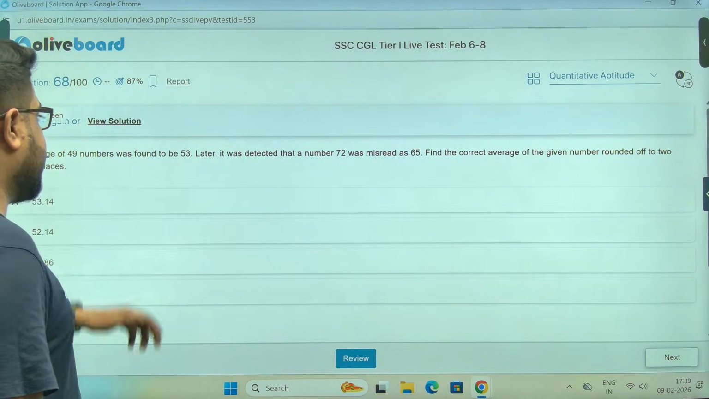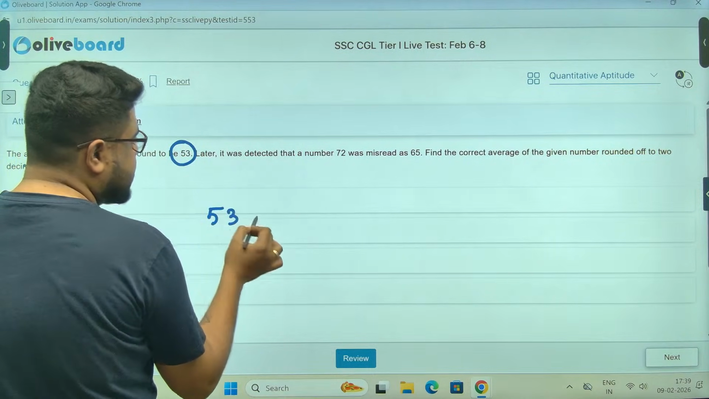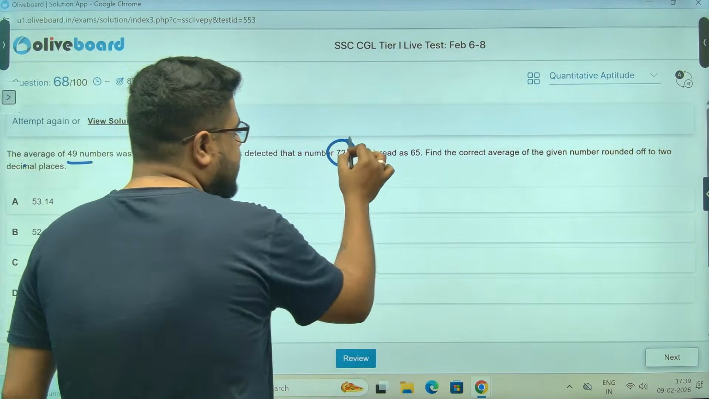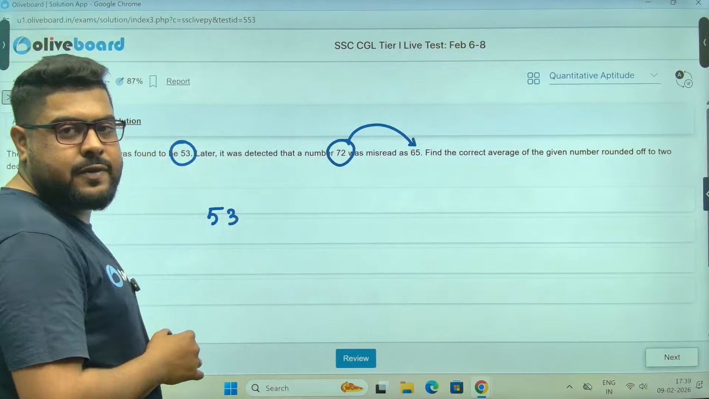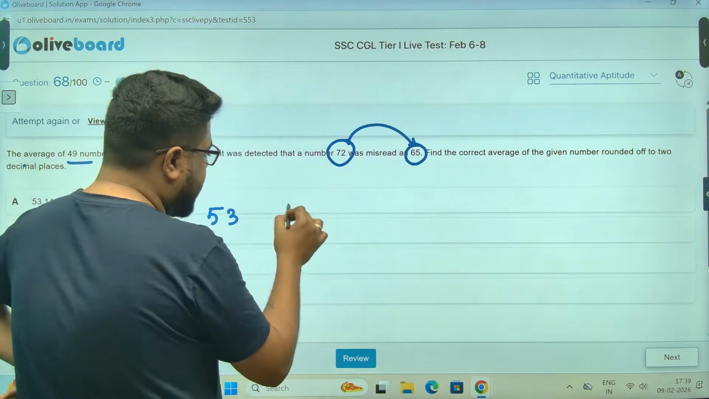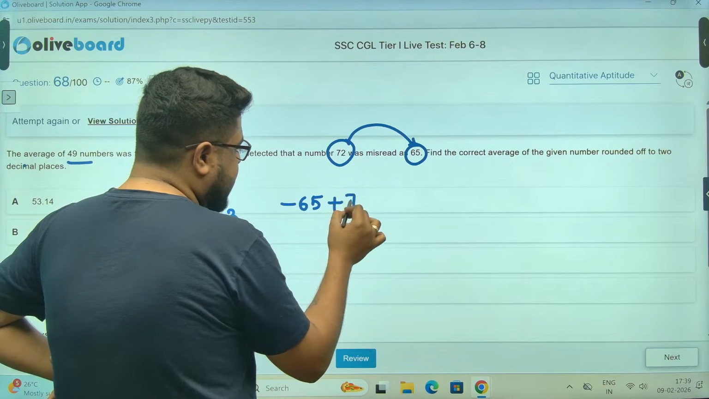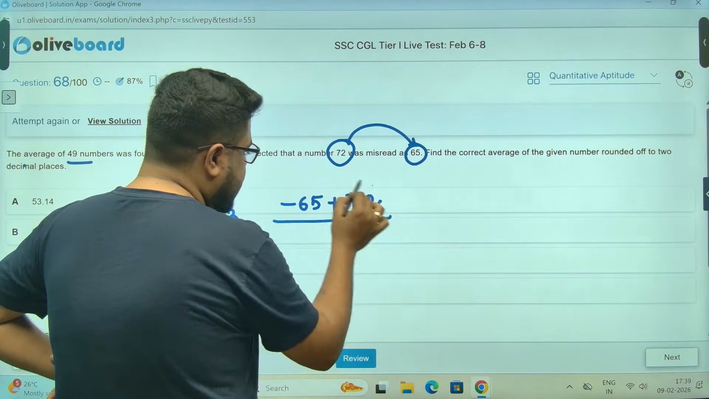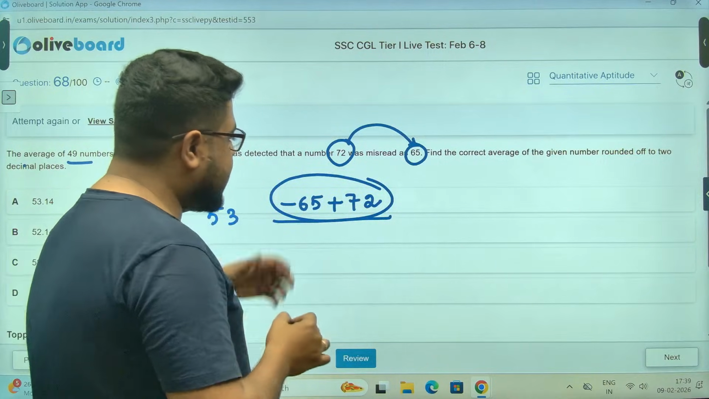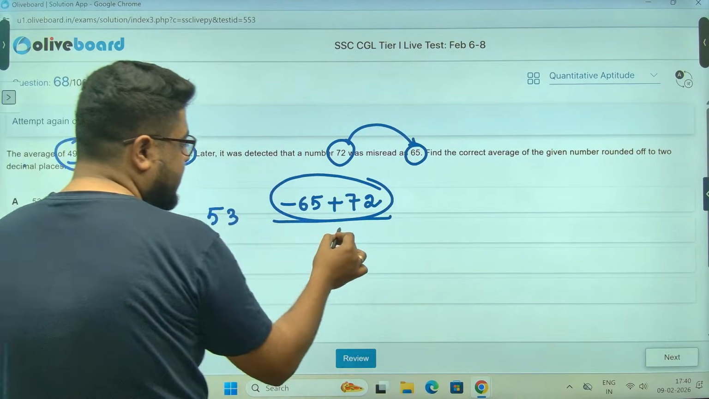The average of 49 numbers is 53. In the true average question, 72 was misread as 65. Sir, how do we undo the mistake? Subtract whatever you have added mistakenly, and instead add the correct one. That deviation will get equally distributed among all the numbers.